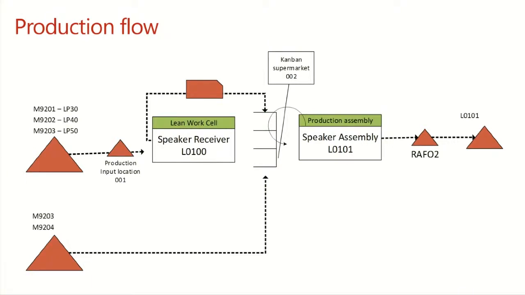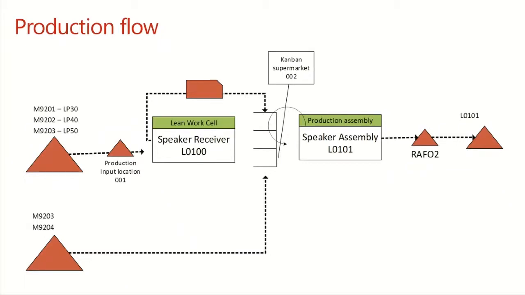From the lean work cell, we consume some items. You can see them from the inventory. So we pull 3 different components from the inventory and bring them to the lean input locations. As you can see, these 3 items, M9201, 2 and 3, I also put in LP30, LP40, LP50.